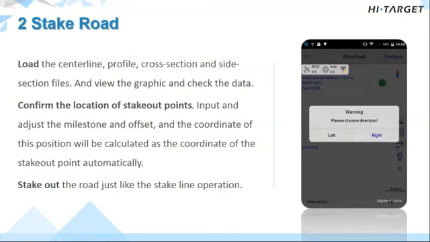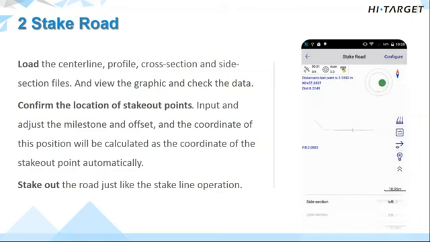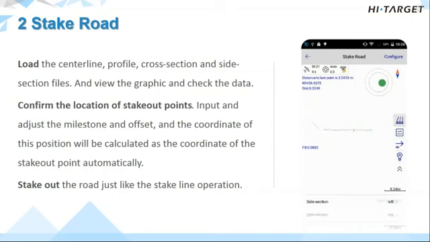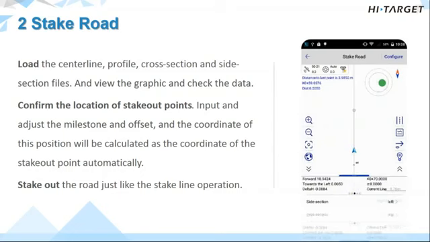Stake out the road just like the stake line operation. You can click to switch the perspective of the top view or cross-section. In the cross-section view, the red dot indicates the corresponding position of the current position. You can check the current real-time mileage and height of the fill or cut in the status bar.